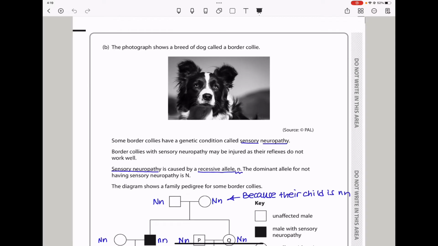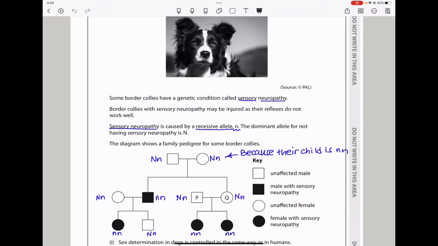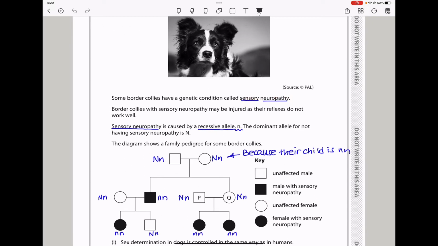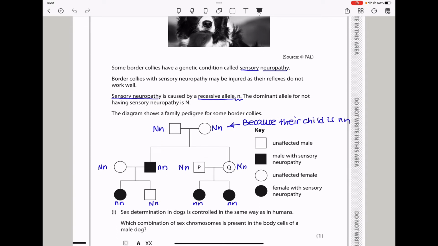In part B, the photograph shows a breed of dog called a border collie. This is the dog. Some border collies have a genetic condition called sensory neuropathy. Border collies with sensory neuropathy may be injured as their reflexes do not work well. Sensory neuropathy is caused by a recessive allele. They call it small n. The dominant allele for not having sensory neuropathy is capital N. The diagram shows a family pedigree for some border collies.